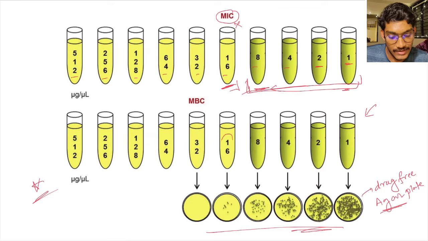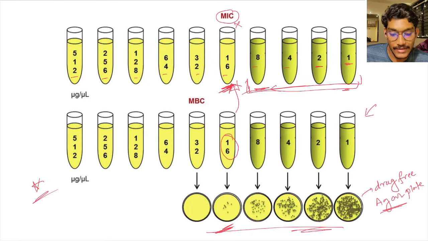Whenever the concentration is 16 microgram per ml there was no visible growth. Here you can see there is no visible growth, but there was growth in the drug-free agar plate. Therefore 99.9% bacteria are not killed. Might be 95% or 96% bacteria are killed. Therefore there was no visible growth, but that 2 or 3% bacteria which are still alive in 16 microgram per ml are able to give colonies in the drug-free agar plate.